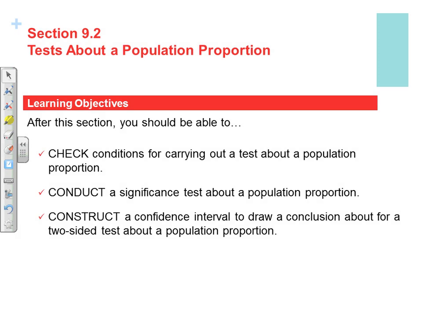Okay, so module 9.2, we're going to now deal with hypothesis testing with proportions. We're going to have to make sure we check all of our conditions, conduct the test, and then construct a confidence interval, and/or just find the p-value here.